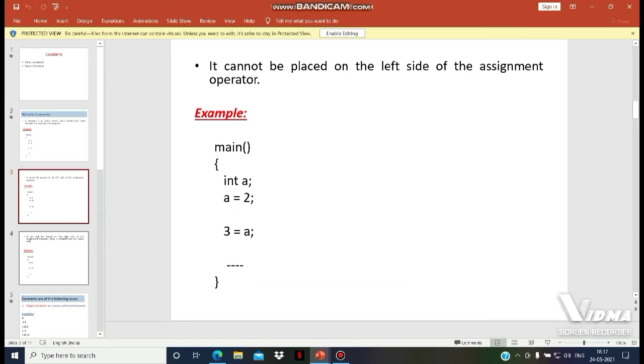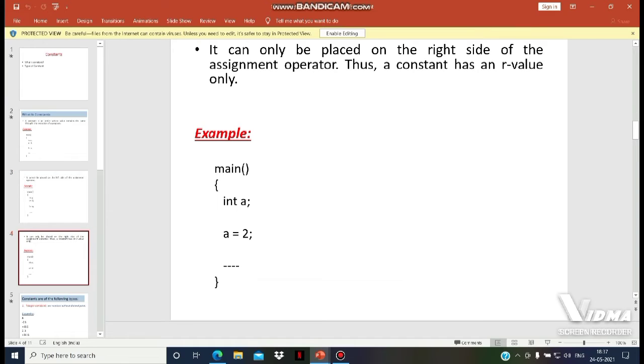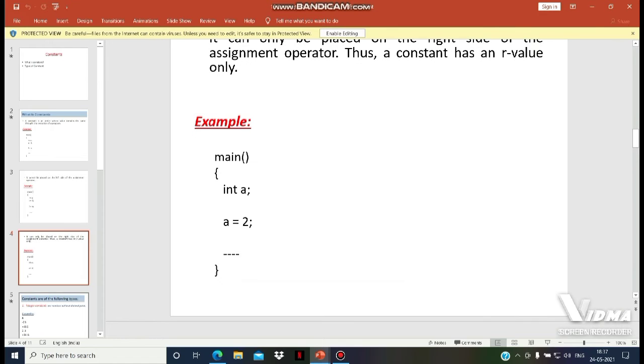Okay, next point. It can be placed on the right side of the assignment operator, thus the constant has an R-value. So a constant should be placed only on the right side of the assignment operator. We should not place it on the left side of the assignment operator. If we place it there, it leads to an error. So a constant has only an R-value, meaning we should place it only on the right side of the assignment operator.